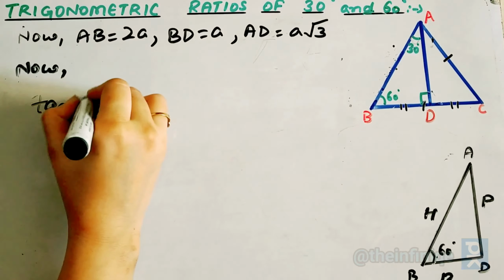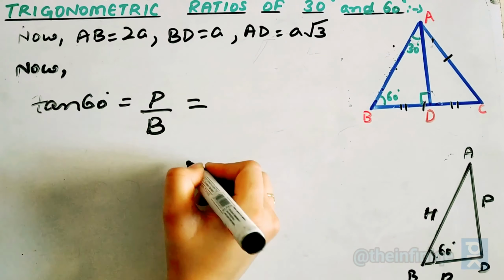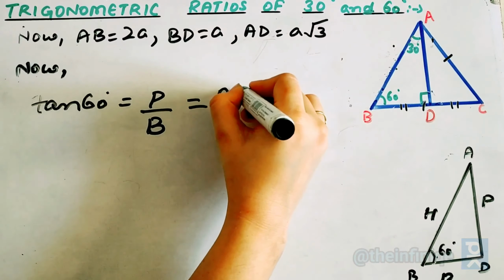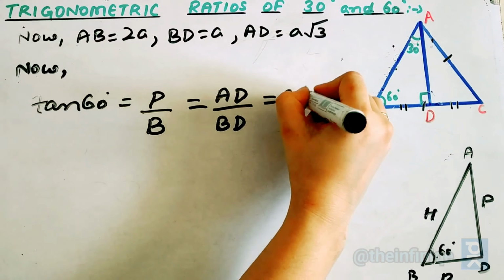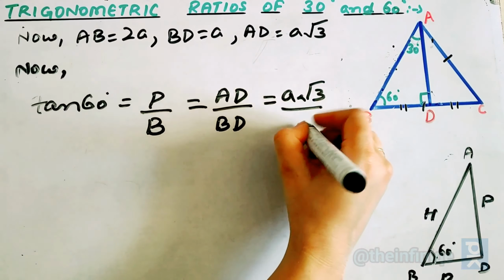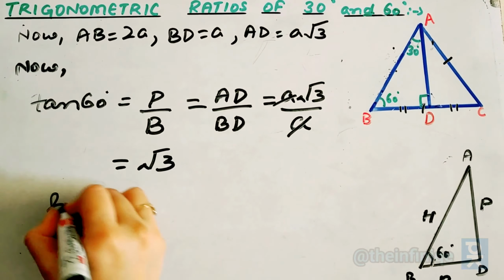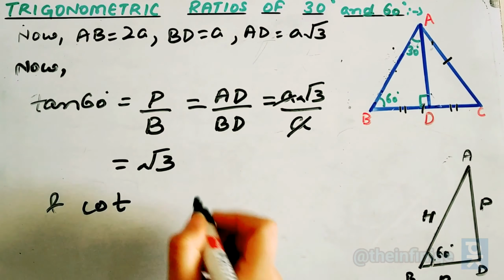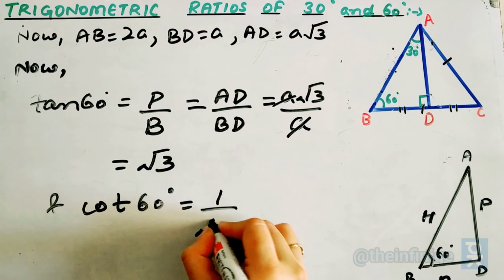Then tan 60 degree is equal to P upon B, that is perpendicular upon base. Perpendicular is AD and base is BD. So AD is equal to a root 3 and BD is equal to a. a and a cancel, so tan 60 is root 3, and cot, which is reciprocal of tan, so cot 60 degree is equal to 1 upon root 3.